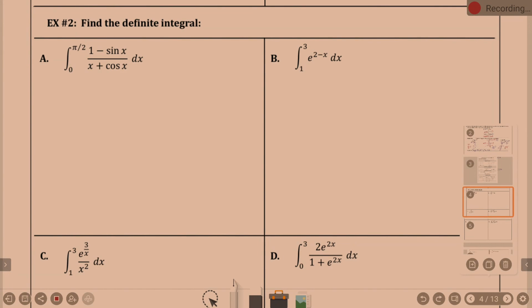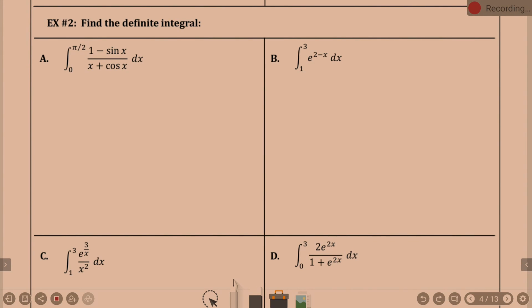So very similar to what we were doing yesterday. These are definite integrals instead of indefinite integrals, so the idea is going to be the same. We just have to remember what to do with the boundaries. Thoughts on where to start this one?